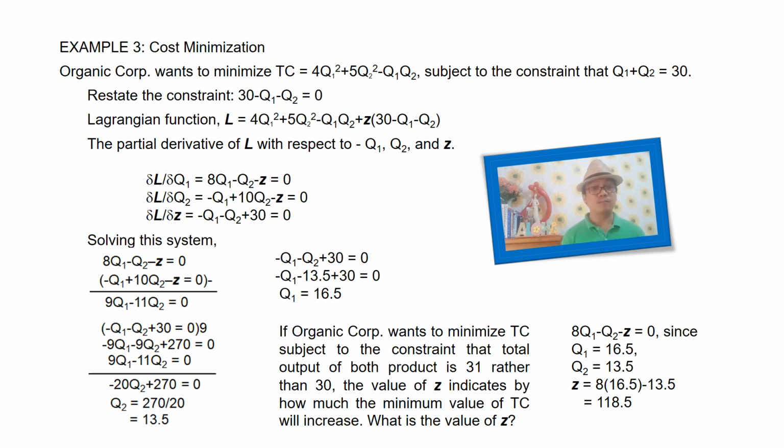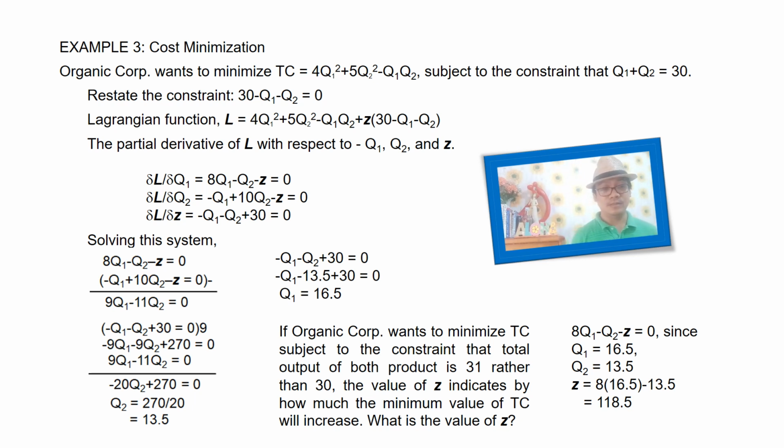Then, if we multiply it by an unknown variable z and add the result to the TC function we want to minimize, we get the Lagrangian function, which is equal to 4q1 squared plus 5q2 squared minus q1 q2 plus z times 30 minus q1 minus q2. To solve the constraint optimization problem, all we need to do is optimize the Lagrangian function.